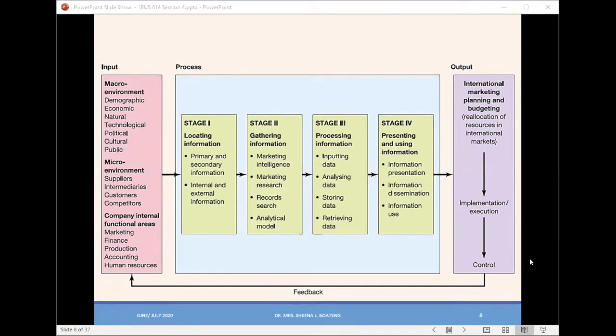Now, under presenting and using information, there are so many ways by which we can present information: in the form of reports, graphs, infographics, voice notes. We can organize workshops, seminars. These are all ways of presenting and disseminating information as well. However, once you present and disseminate the information, the cycle is not complete until you are able to use the information appropriately to solve the problem that you set out to solve when you embarked on locating and gathering the information. Ivan, please, you can speak up.